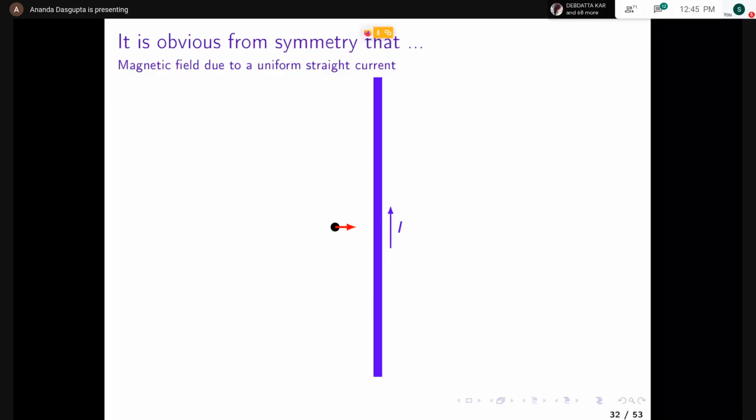Now this is a critical point, and that's what we are going to use in the next part of the lecture. Of course, once we have established this, the rest of the calculation everybody knows, so I'm not going to worry about that.